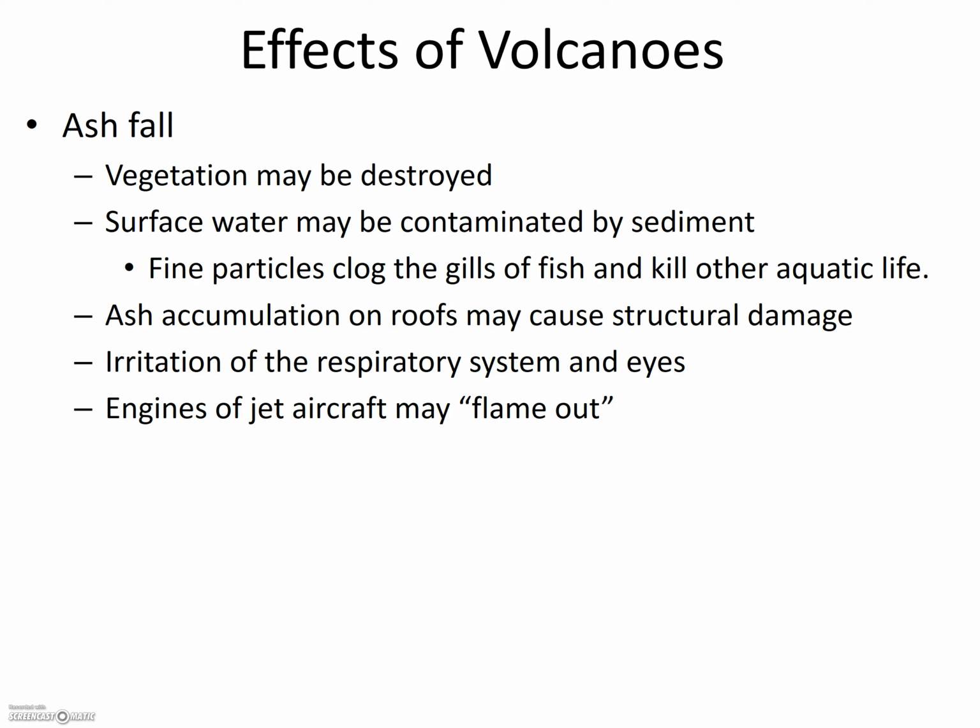Ashfall may destroy vegetation and contaminate surface water by sedimentation and changing the pH. This can harm aquatic life. Ash accumulation on roofs may cause structural damage, as well as cause irritation of the respiratory system and eyes, and flame out of engines of jet aircraft.